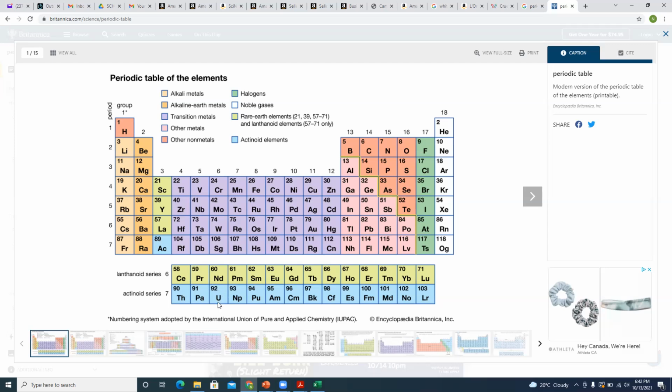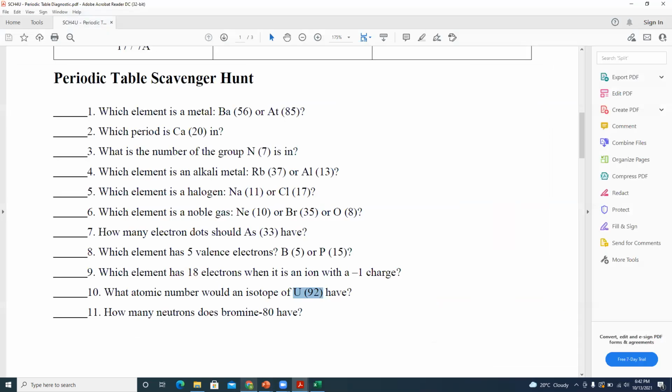Now, an isotope of uranium-92 will have a different atomic mass, meaning that it will have a different number of neutrons than this uranium-92. So yeah, it would have the same atomic number. Exactly. Thank you for that.